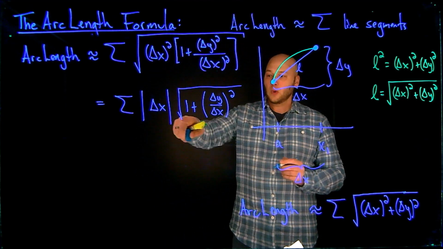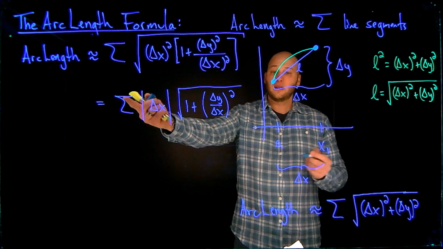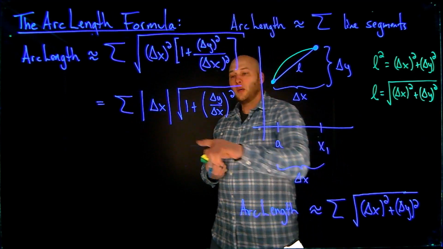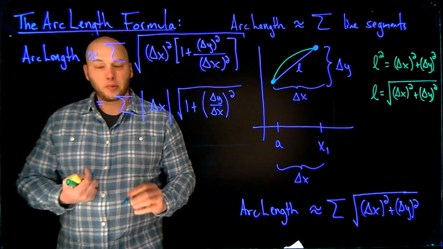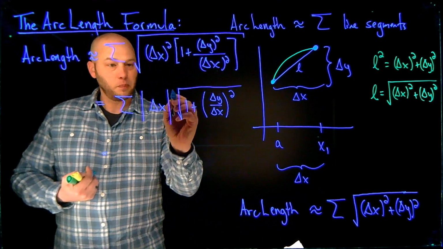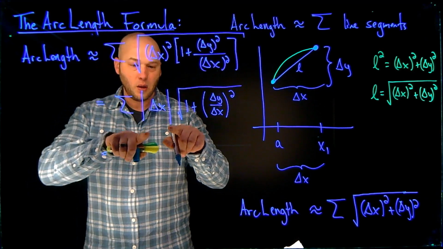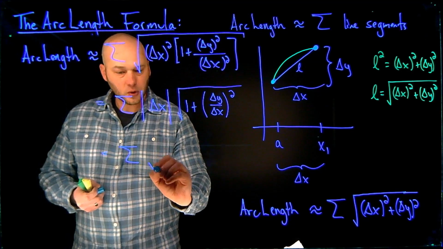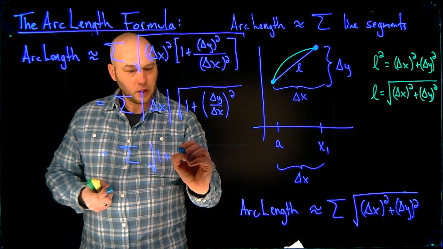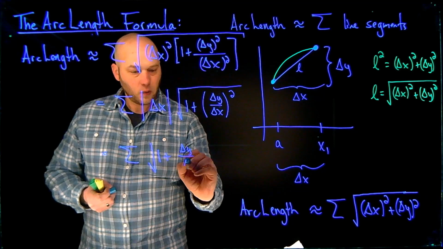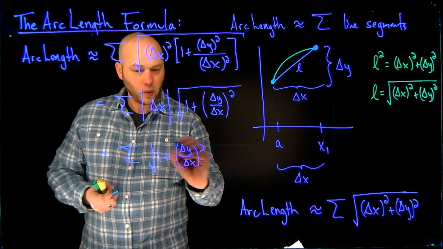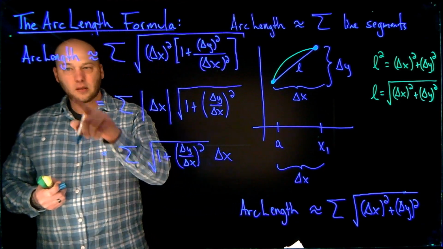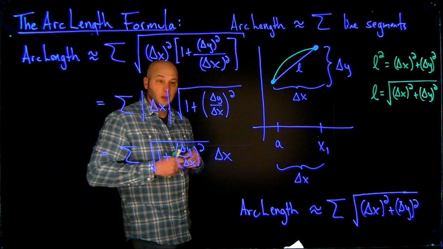All right. Well, delta x was a distance. Distances are always non-negative. In this case, we're actually going to be strictly positive. But in particular, I can just drop the absolute value bars. And since this is being multiplied, I'm just going to move this on the end. So this would be the sum of the square root of 1 plus delta y over delta x squared, times delta x. And again, this is approximately equal to the arc length.